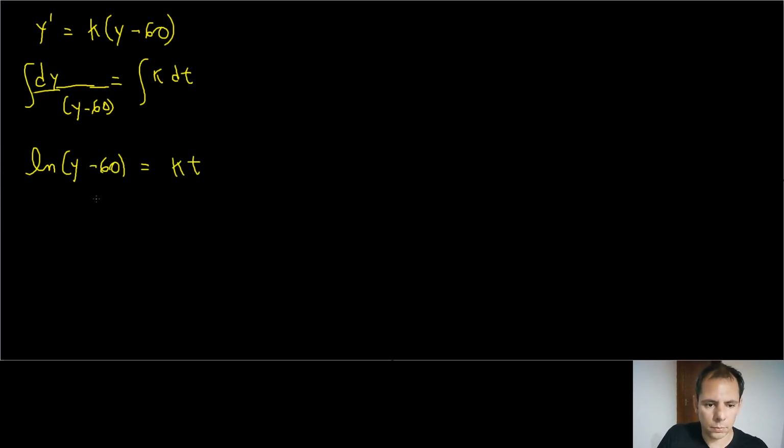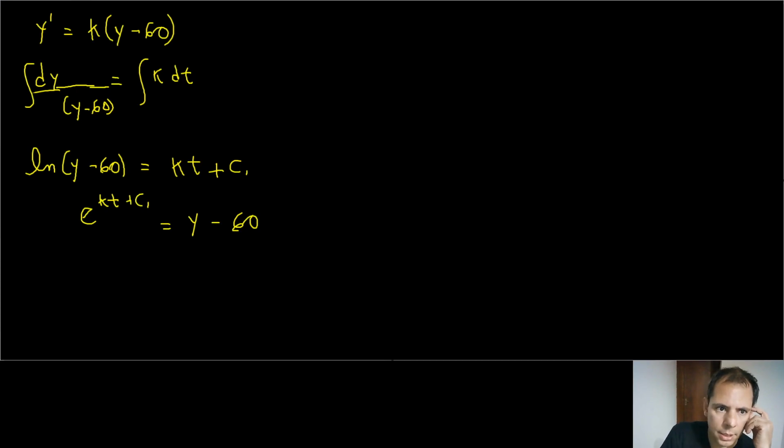Now, what does this mean? It means that e to the kt equals y minus 60. Oh yeah, there's something else too that I want to show you guys. Remember that when you integrate like this on both sides, you have to add plus C. We're just going to call this C1. So what do we have in here? e to the kt plus C1 is going to be equal to y minus 60.